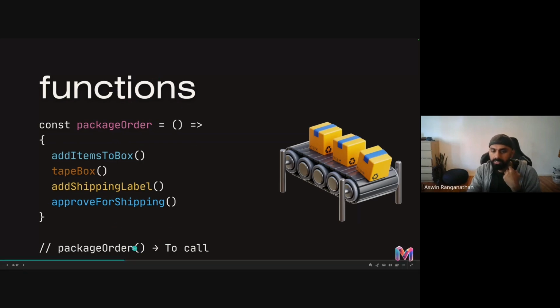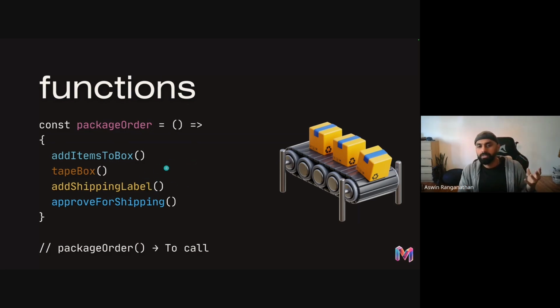The moment this is done, it goes from top, it adds items to box, it finishes this, then it goes into tape box, it finishes this, then it goes into add shipping label. The advantage of these functions is that they're reusable, right? So in your app, you could have something like a handleSubmit function, which just decides what to do after you fill up a form and then say submit, right? And the function will be called handleSubmit. You can see this quite often.